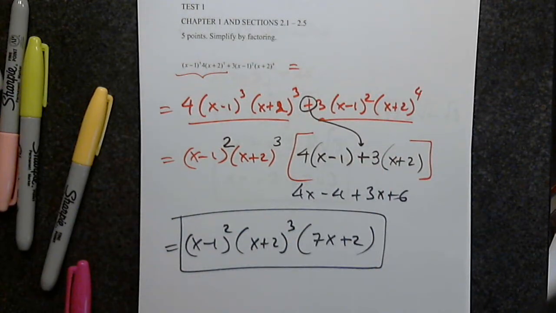I'm sorry. Go ahead. Set up that one more time. So the x minus 1 squared, it came out because it's two of those terms there. So you take the smaller of the two.